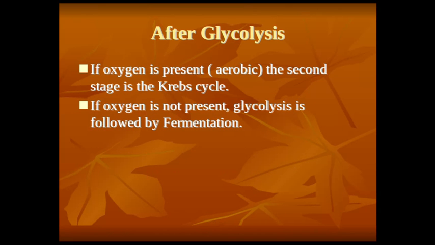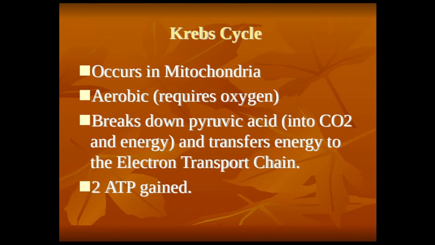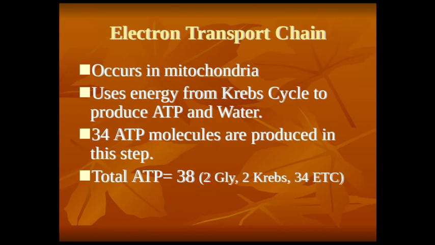After glycolysis, if oxygen is present, it moves into the Krebs cycle. If it's not, it goes into fermentation. So the Krebs cycle moves into the mitochondria. This happens in the mitochondria. And this requires oxygen. And this breaks down those two pyruvic acids into CO2 and energy. And it transfers that energy over to the ETC, the ETC is where we're going to make all of our energy at. So this right here, the Krebs cycle, breaks down those pyruvic acids, and it moves into the ETC. But right here, we make two more ATPs. That's positive, right? That's good.